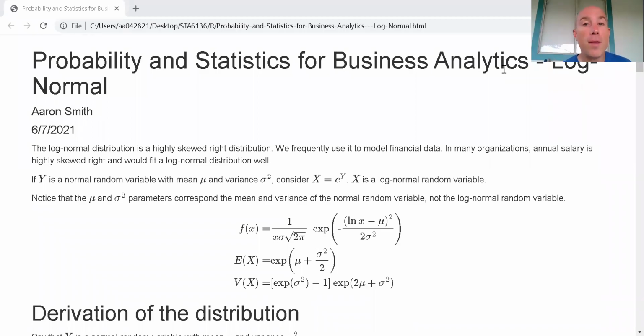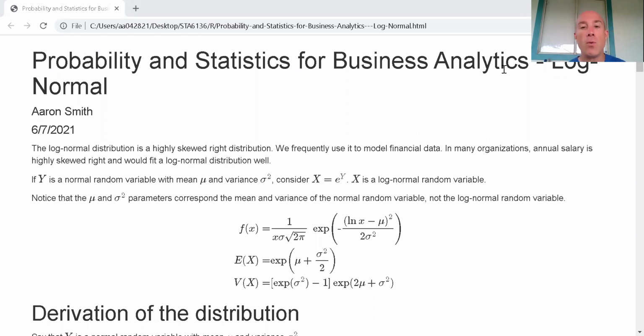Hi, in this video, we want to take a look at the log normal distribution. The log normal distribution is a highly skewed right distribution. I would say that it is the most skewed of the common typical distributions that we use. Now, there are others that are more skewed, but I would say they're not common.